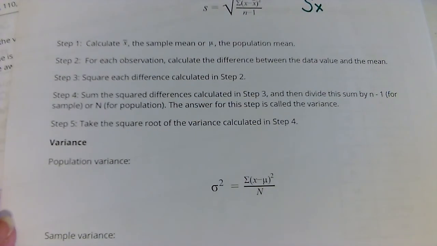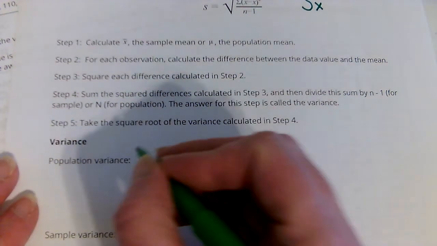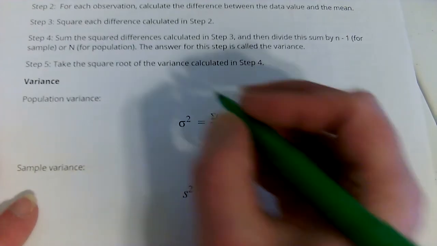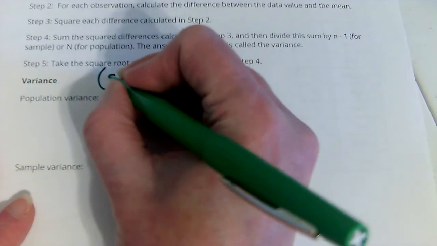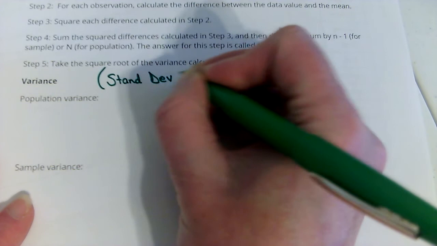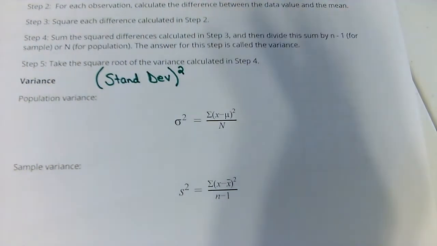There's also something called the variance. The variance is just that standard deviation squared. So whatever we got for standard deviation, we would just square it.